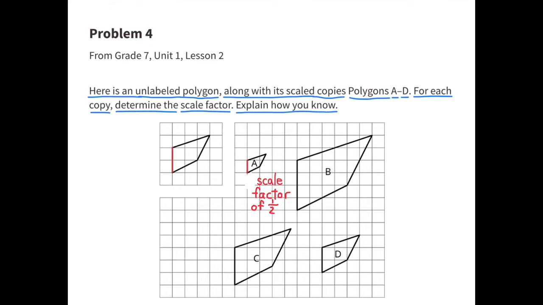Let's take a look at the scale copy B, and you'll notice that same line segment is 1, 2, 3, 4 units long, compared to the original 2 units. The length doubled. 4 is twice the length of 2. So scaled copy B was drawn with a scale factor of 2.